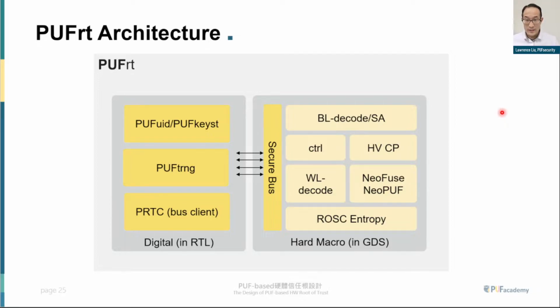So here's a slide of the PUFrt architecture. It's a zoomed-in version of the architecture seen earlier in slide 15. The modules implemented in digital logic are dark yellow, and those by the hard macro in GDS are in light yellow. And the following slides will cover the major blocks in this diagram: the PRTC, the PUFtrng, PUFuid, PUF key storage, and the hard macro itself.